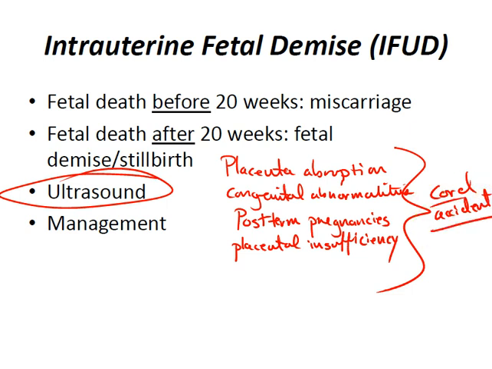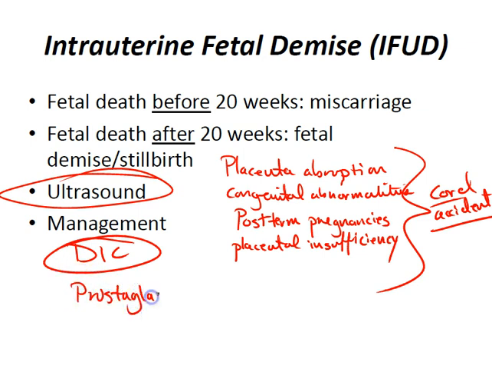Now, the management is delivery is indicated due to the risk of what? DIC. DIC from a retained fetus. So labor is induced with prostaglandins and or oxytocin. Now, investigating the cause of IUFD is an important part of helping the family to cope, and workup should include perinatal autopsy, karyotyping, placenta evaluation, syphilis screening, and a thrombophilia workup if suspicious.